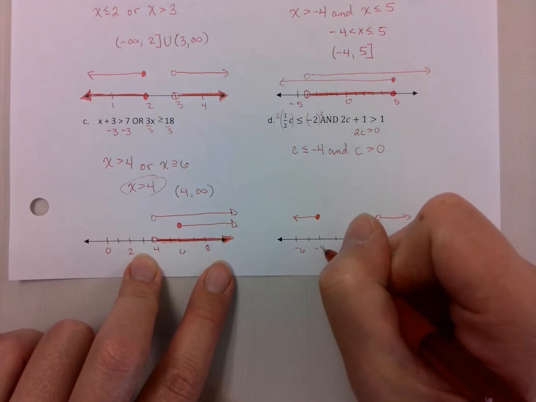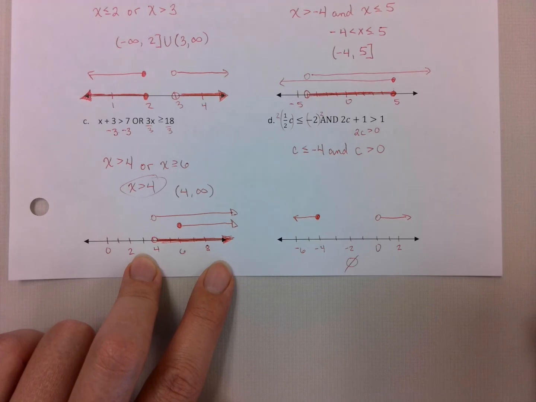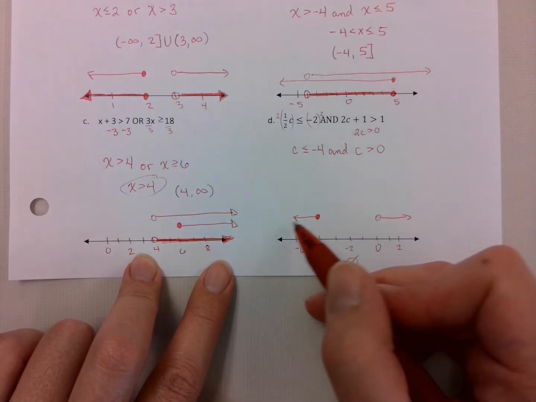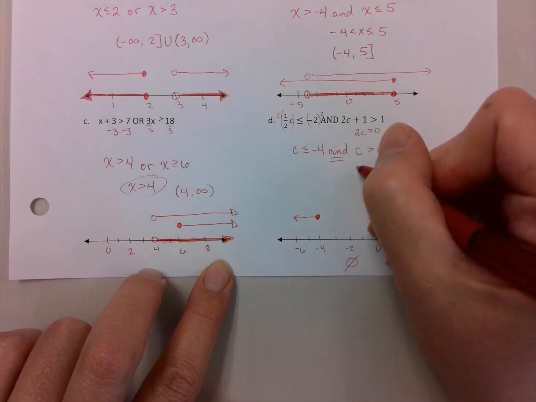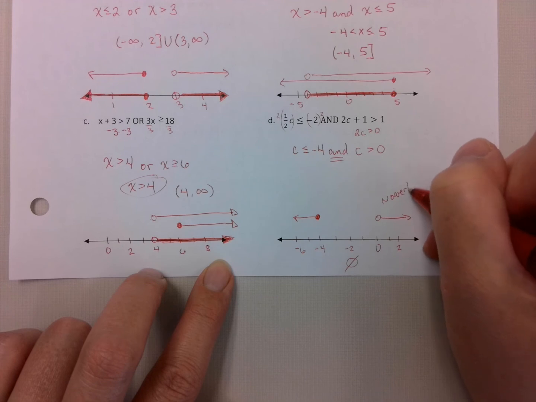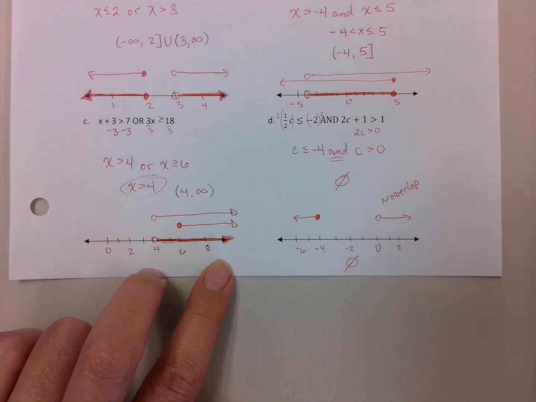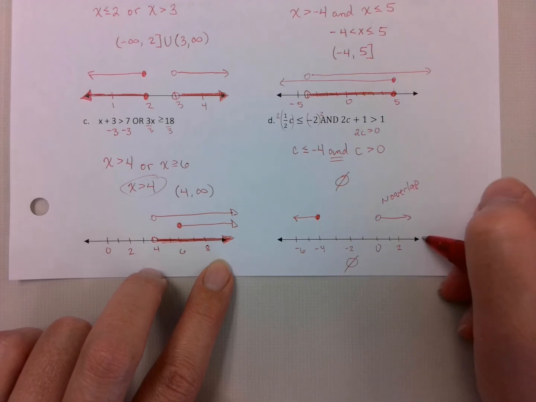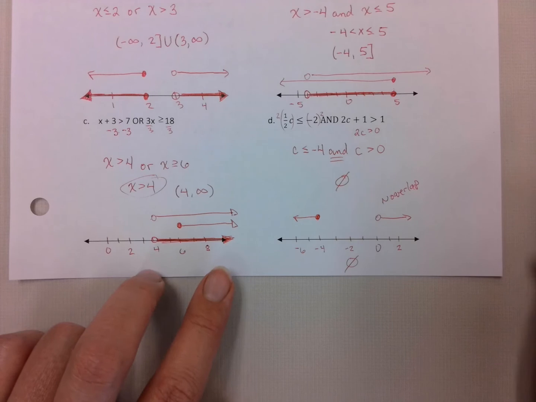My number line should stay blank. I have no solutions. Okay? Since my number line went below and it went above and the word here was and, there is no overlap. So there are no solutions or the empty set, and your graph should be blank. There shouldn't be any shading on that graph to get full credit.